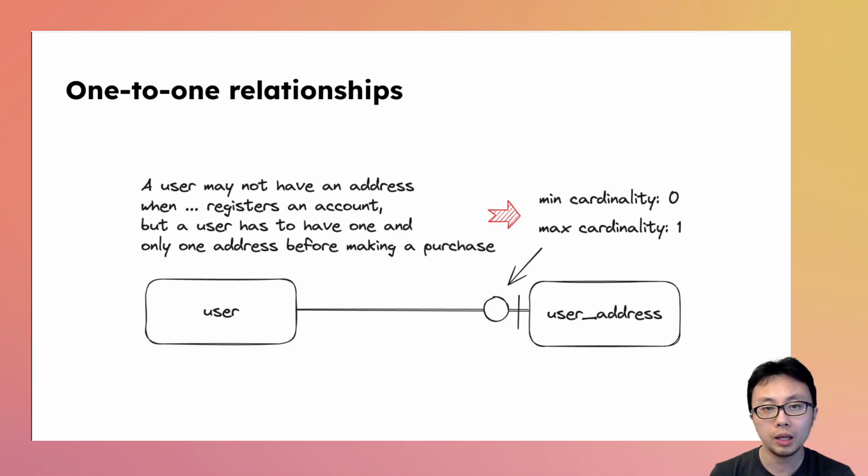So a user may have 0 to 1 address. Based on this, we can develop the directional relationship from user to user address. The min cardinality is 0 and max cardinality is 1. So you can add the two symbols accordingly. Since the direction goes from user to user address, both symbols should be placed closer to the user address entity.